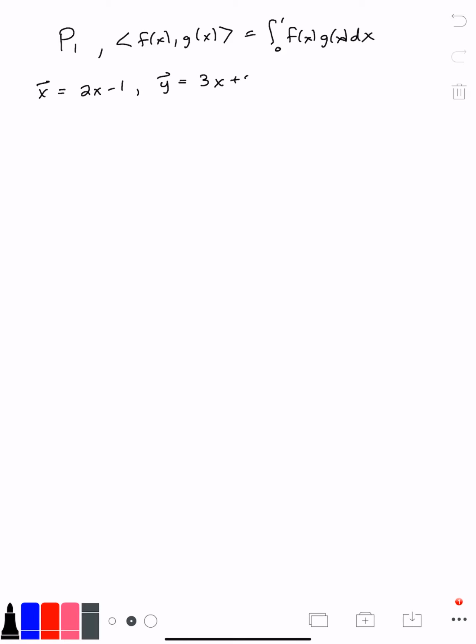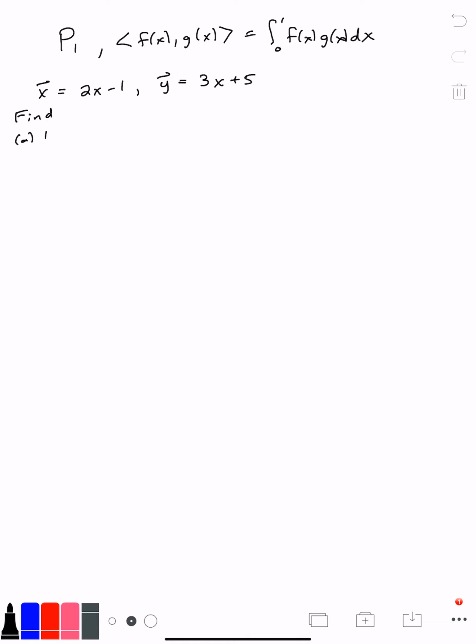So let's do some calculations here. We're going to go back to P1, and the inner product that we're going to use is the one we used for the example earlier, the integral from 0 to 1 of the product of the functions. And let's have my x vector be the polynomial 2x minus 1, and the y vector be the polynomial 3x plus 5. And let's find a bunch of things here.